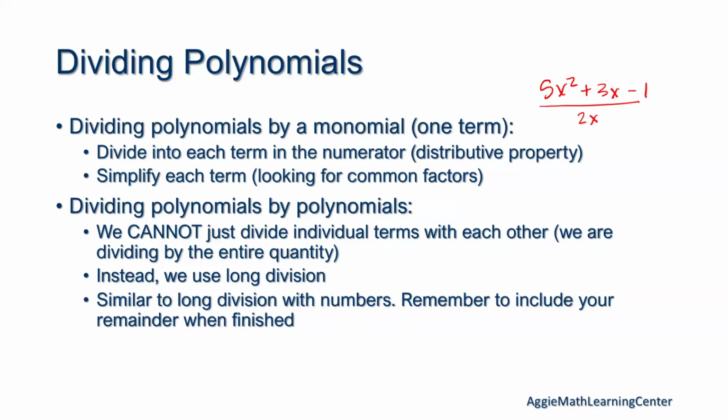You don't have to do long division, but if you're dividing a polynomial by another polynomial, so there are multiple terms on the top and multiple terms on the bottom, then we can't divide individual terms, because you can't separate things that are added before you divide, things like that.